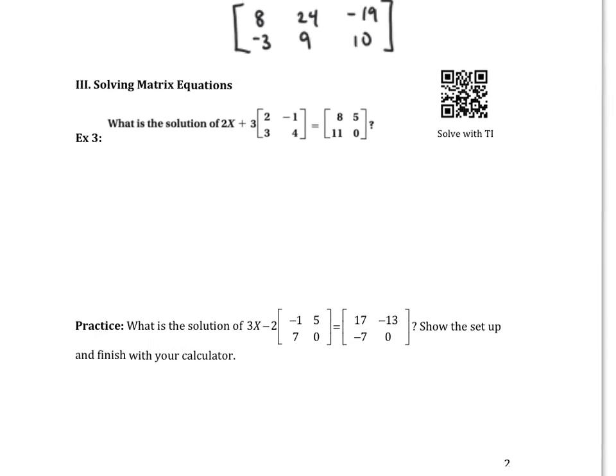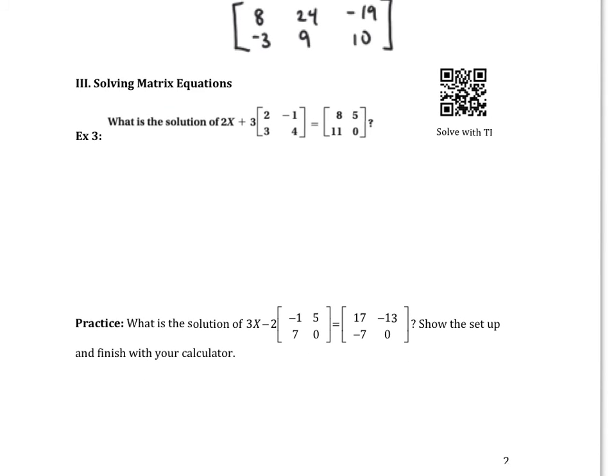All right, the next component we want to consider is this. We want to know what the solution of this matrix equation is. 2x plus 3 times this matrix equals this matrix. So what do we do? Well, we're going to do similar things as we have done before. Like if I had 2x plus 3 times 2x minus 1 equals some expression here, my first step would be to distribute there. Well, that's what we're going to do here.